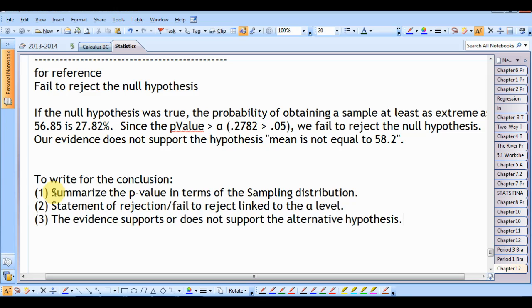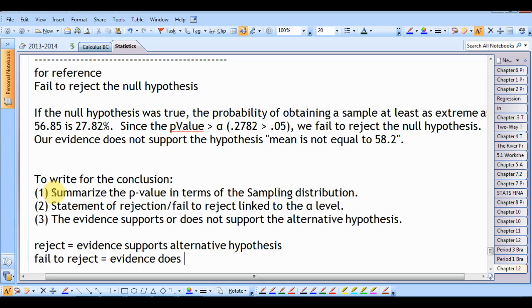Even if you fail to reject, number 1 stays the same. If you reject, the evidence supports the alternative hypothesis. If you fail to reject, the evidence does not support the alternative hypothesis. Maybe I should write that. Reject, evidence supports alternative hypothesis. Fail to reject, does not support.